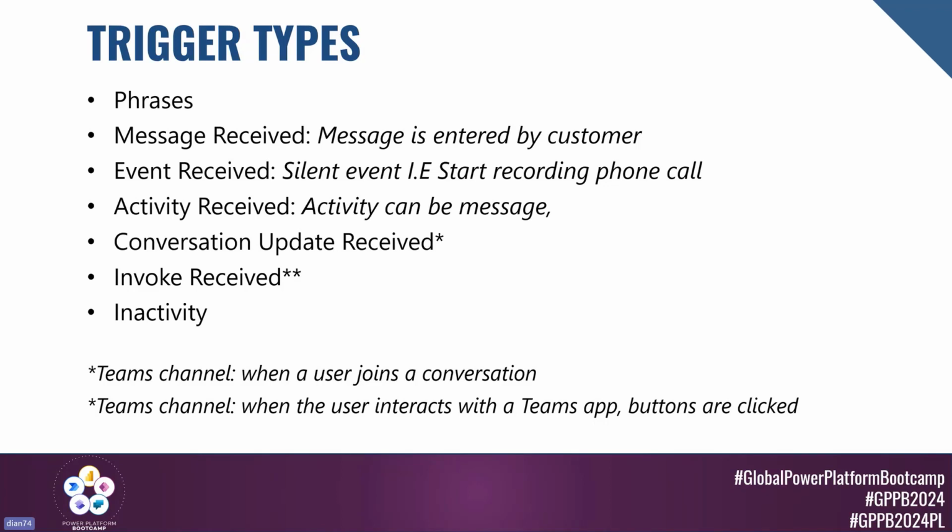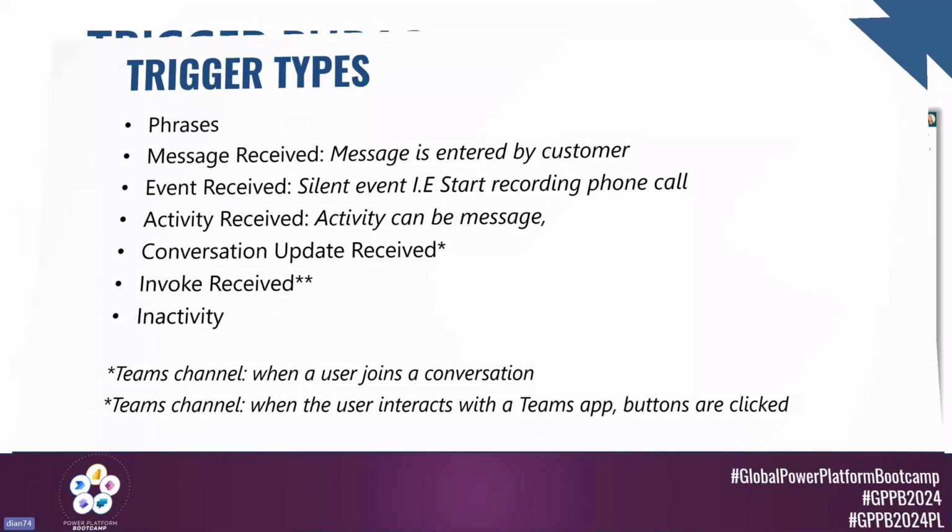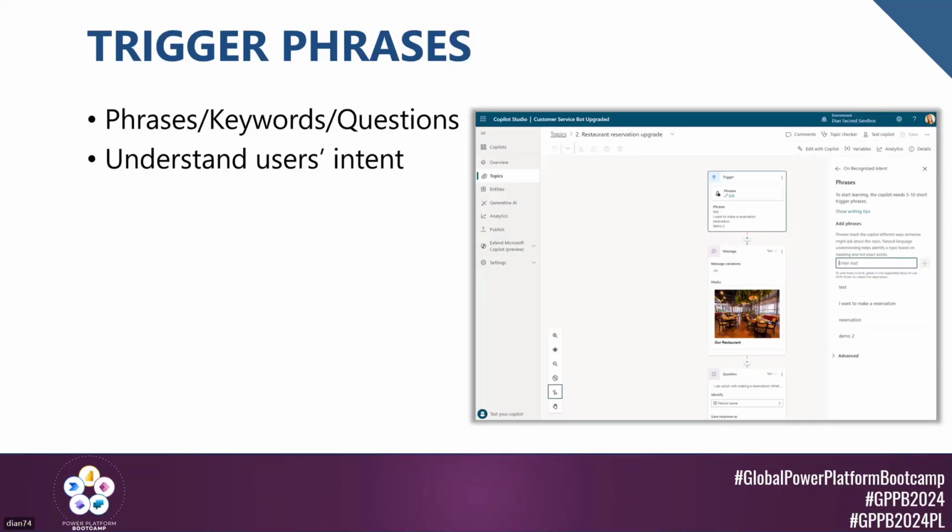For example, if there hasn't been any activity in that conversation, then we can tell the bot to send a message saying, hey, are you still there? Hello? Or do you want me to stop this conversation that we have? We never had those before. Again, these are kind of new. We only had phrases in the beginning, but these are nice to be able to use when you're configuring Copilot.